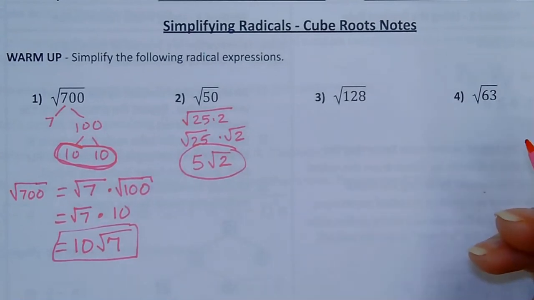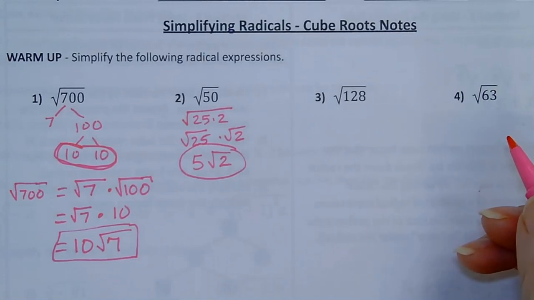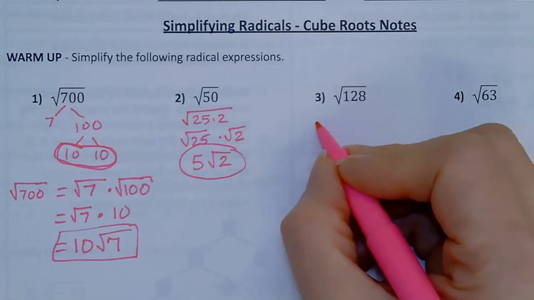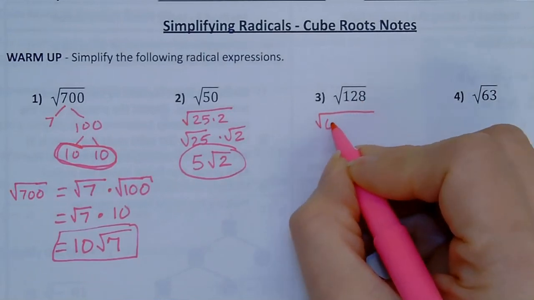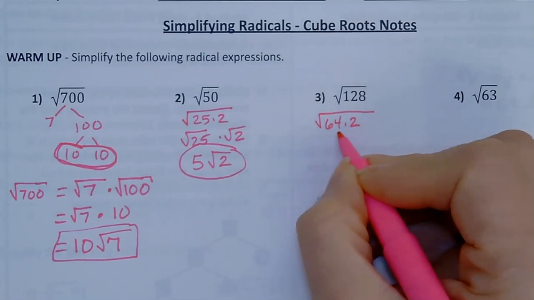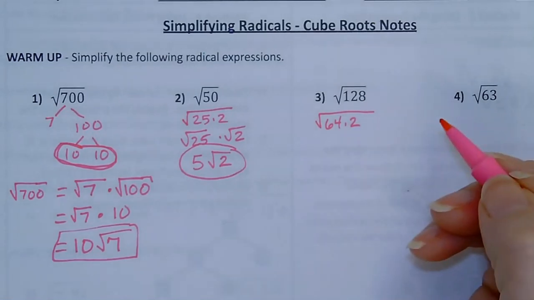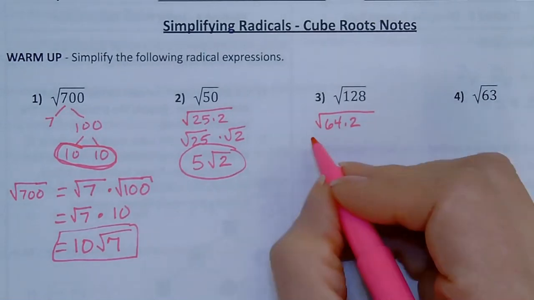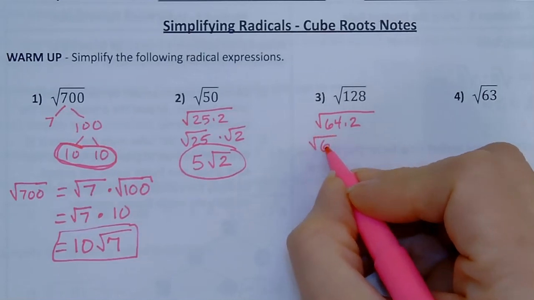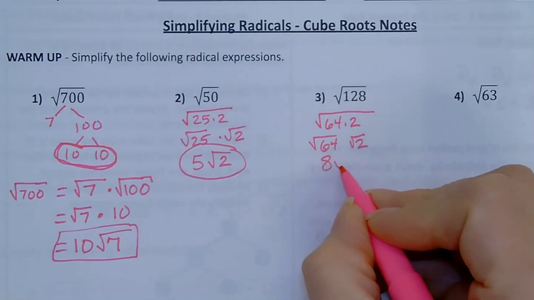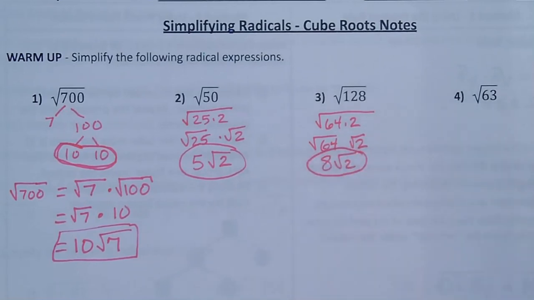Okay, square root of 128. Well, let's see, 64 is a perfect square. So I think to myself a lot about what are the perfect squares I know that might go in here. Well, 64, I'm going to say that this 128 is the same as 64 times 2, right? I'm just thinking of perfect squares that I can divide into my radicand evenly. So luckily that means square root of 64 times the square root of 2, and so I get 8 times the square root of 2, or 8 radical 2.